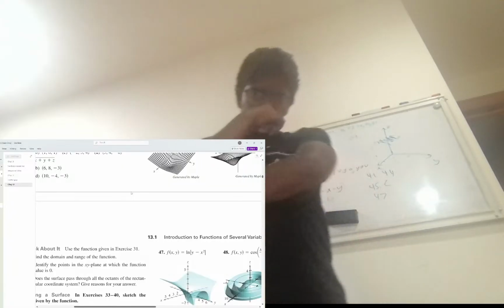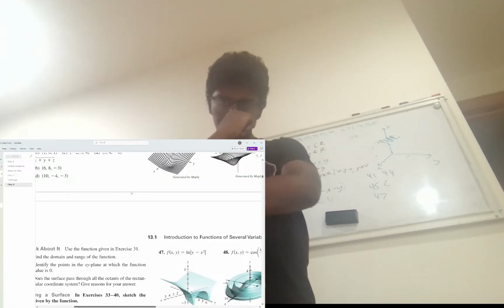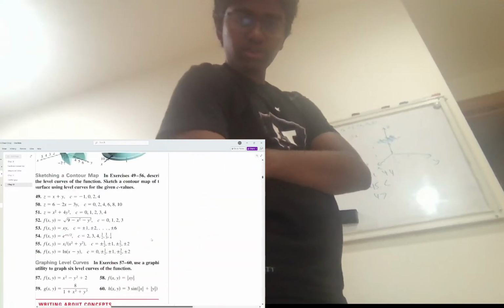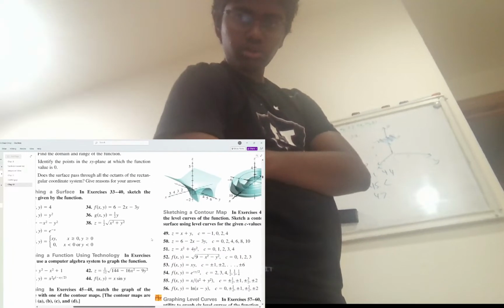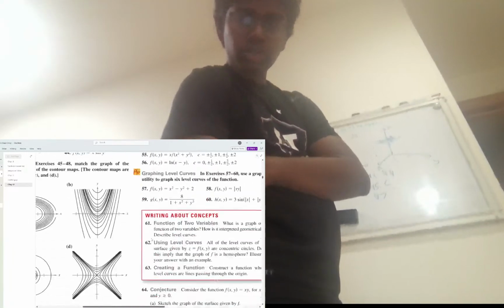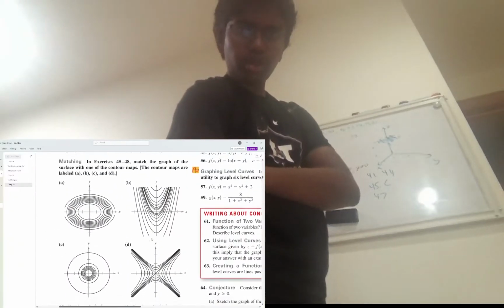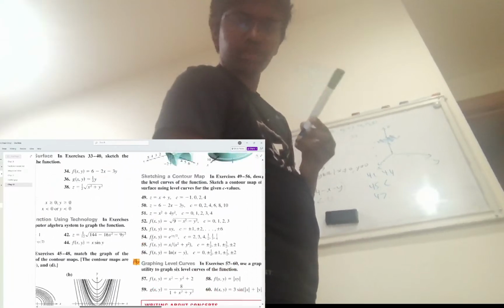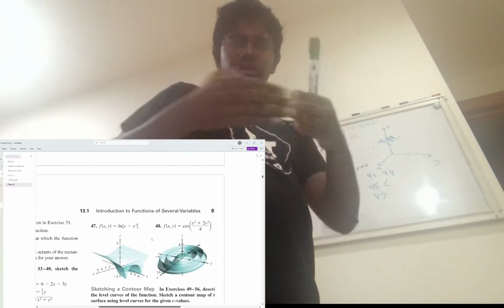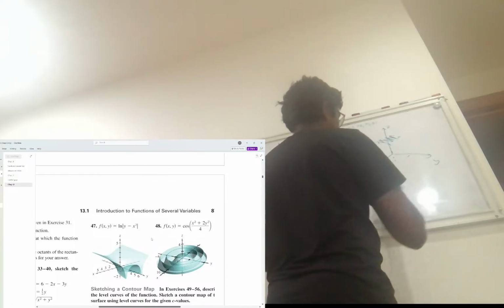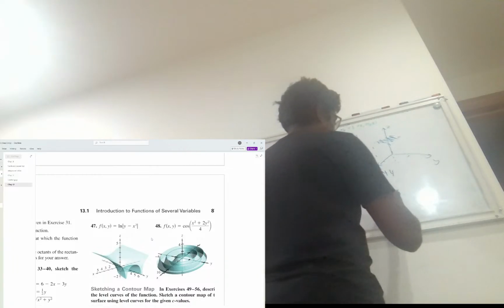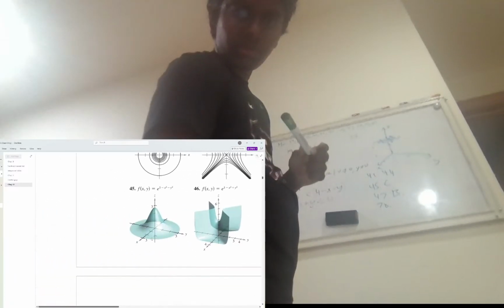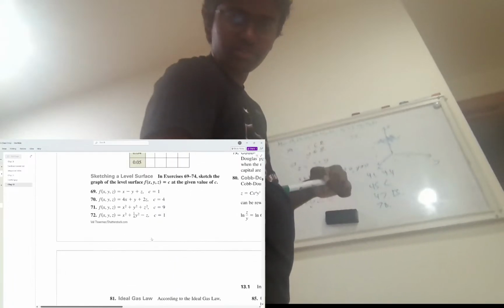Wait. I think it's D actually, because 48 should be A, 46 should be D. Okay, so it has to be B. Oh, that makes sense because it's looking like this. Okay, 78. Might run out of space on this graph thing. Let's go.